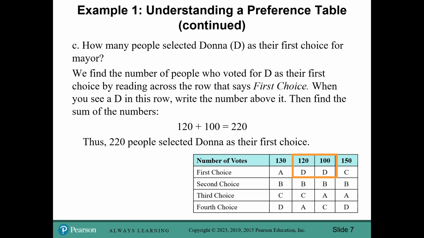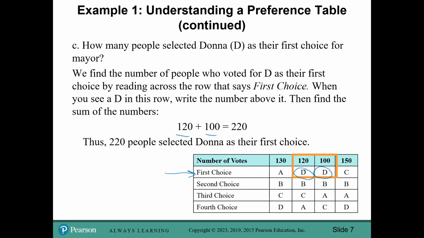How many people selected Donna, D, as their first choice for mayor? How would we determine this from the table? Well, what we would do is we would go to the first choice row here. So the first choice, looking down here at this table, just another copy of the table from the previous page, we'd look at the first choice row and we would find all indications of Donna. You can already see it highlighted here in orange, but I'll circle it in blue here. Now, it shows that in this ordering, Donna received 120 votes, and in this ordering, Donna received 100 first place votes. So all we have to do is total those together.